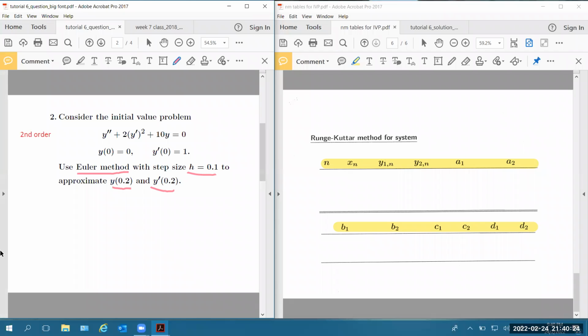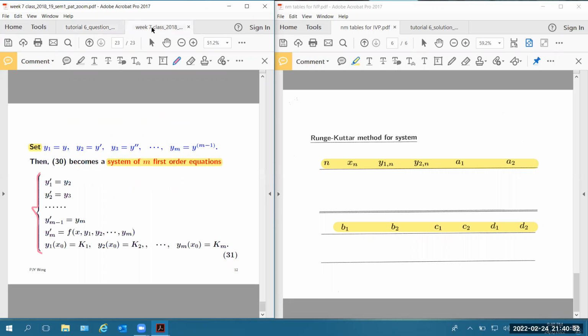Now, everybody clear? So, higher order initial value problem. What is the first step that we do? The first step is stated here: we set y1 to be y, y2 to be y prime, until yn to be the (n-1)th derivative of y. Then you become a system, right?